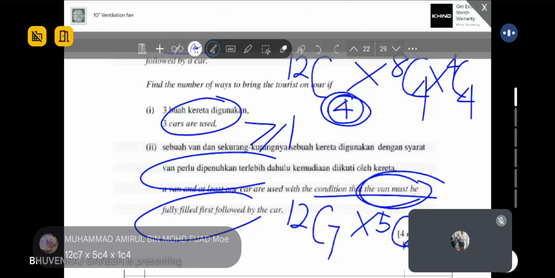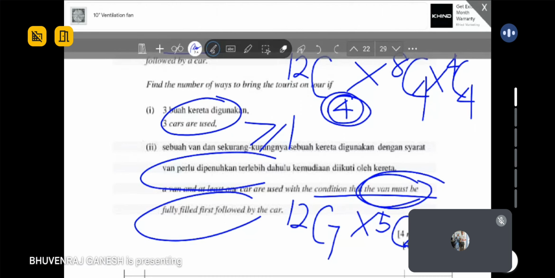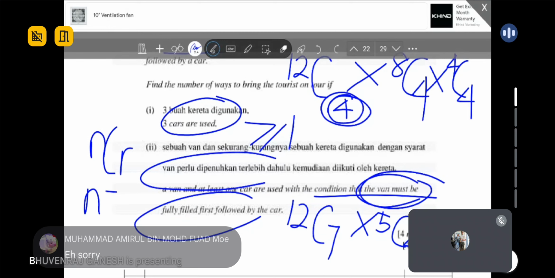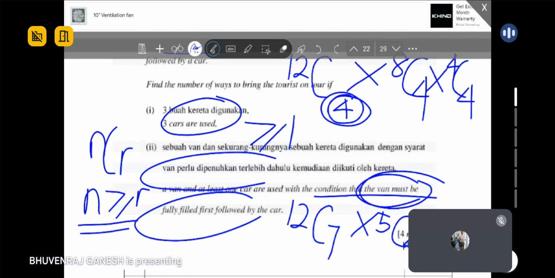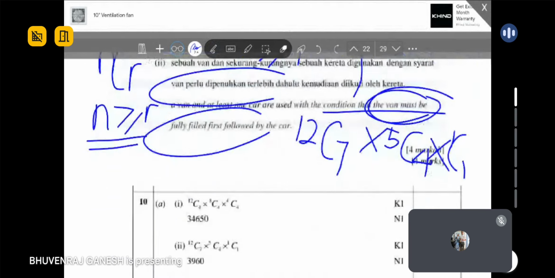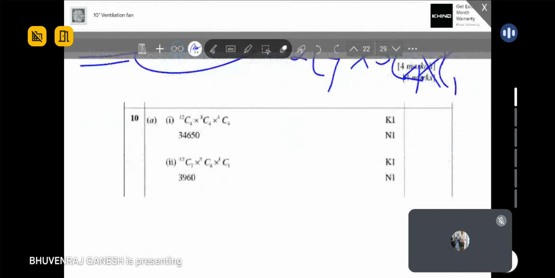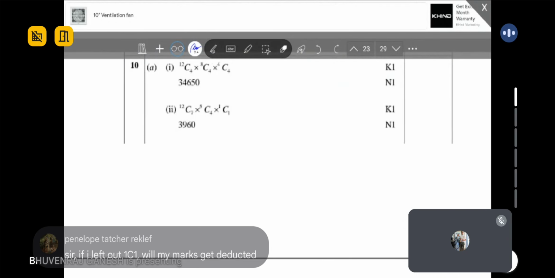1C1. Guys, 1C4 tak boleh, 1C1 only can. Guys, nCr, n kena lebih besar atau sama dengan r. Make sure you guys remember this. n must be greater than or equal to r. This is the condition. nPr also the same. Dua-dua ni sama. So take note. So that's why you have 1C1. So this will be your answer. So you guys just press calculator. So the answer is 3960.